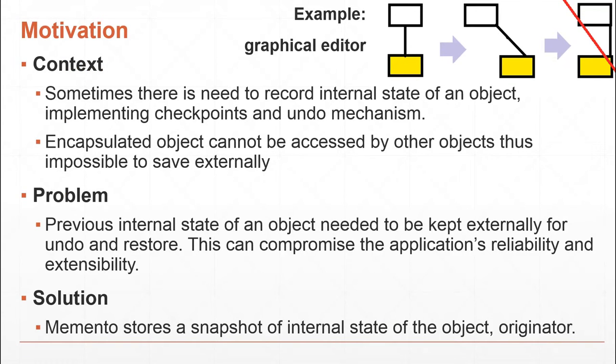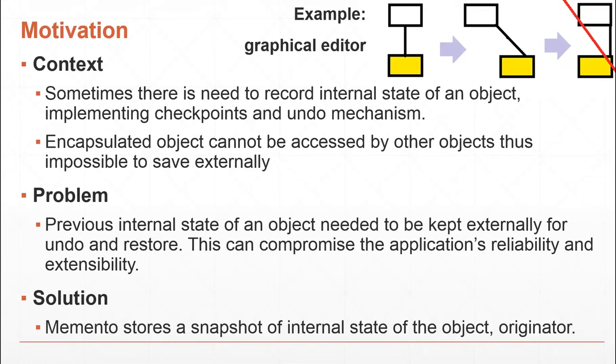Motivation of this pattern. Sometimes there is a need to record the internal state of an object so it can be undone later, and the checkpoints can be implemented. The encapsulation of the object makes it inaccessible by other objects. Thus, it's impossible to save it externally. Problem. The previous internal state of an object needs to be kept externally for undo and restore. This can compromise the application's reliability and extensibility.